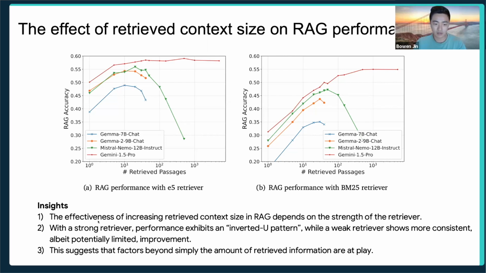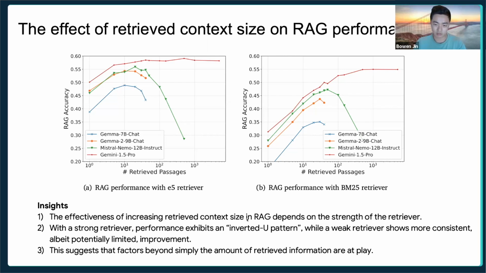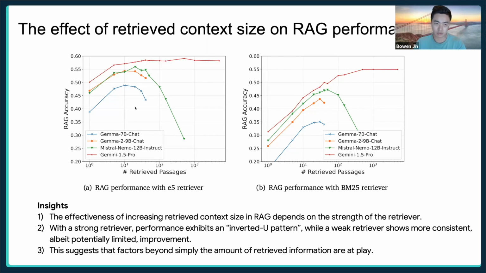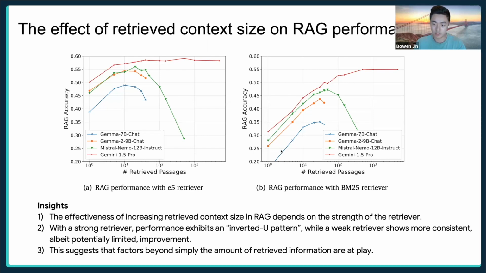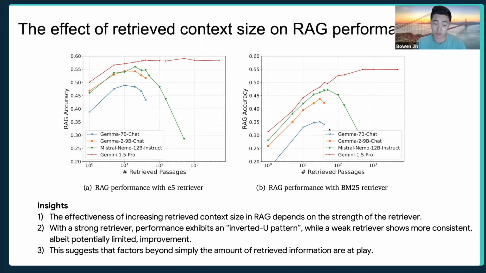The first insight is that the effectiveness of increasing retrieved context size in RAG depends on the strength of the retriever. If you have a strong retriever, the RAG performance will have a very sharp inverse U-curve pattern. But if you have a weak retriever, it seems to be more consistent and only has a very slight performance decrease.